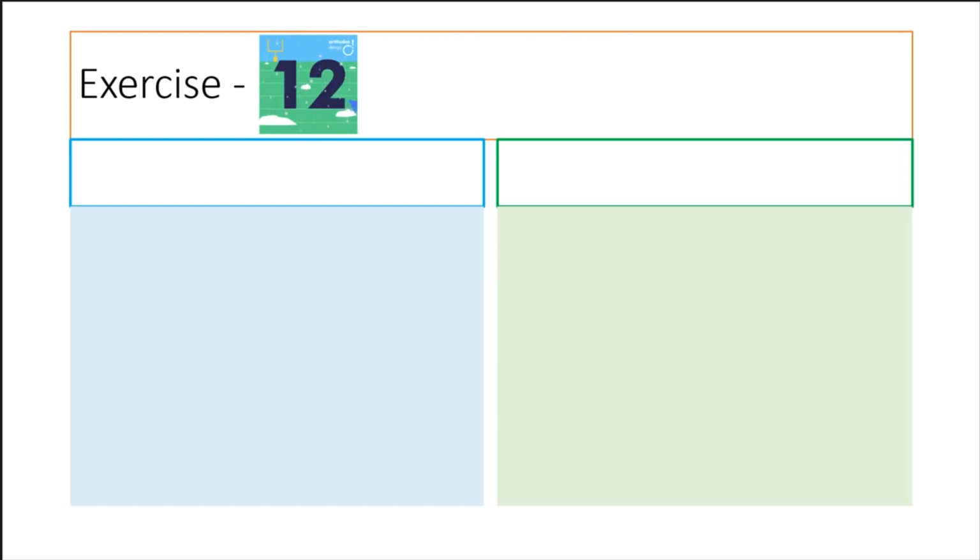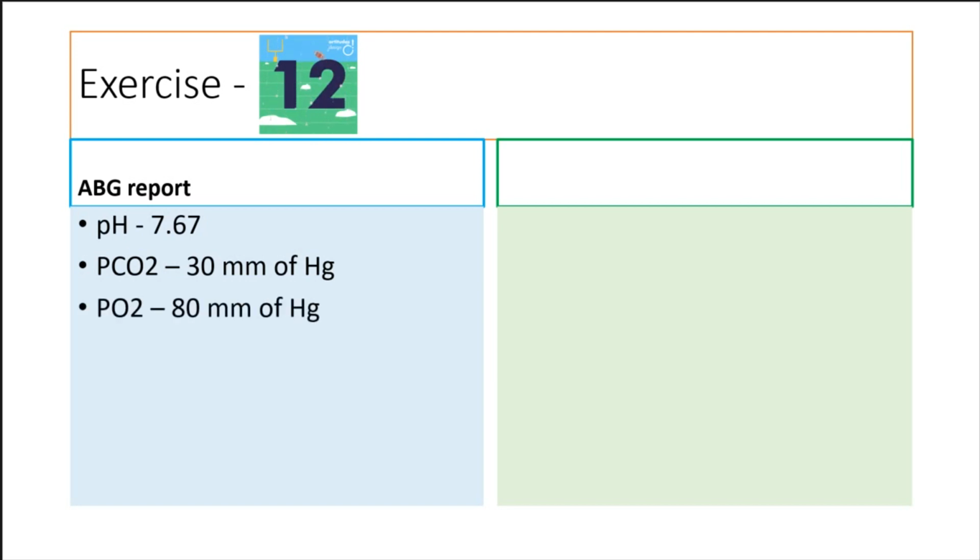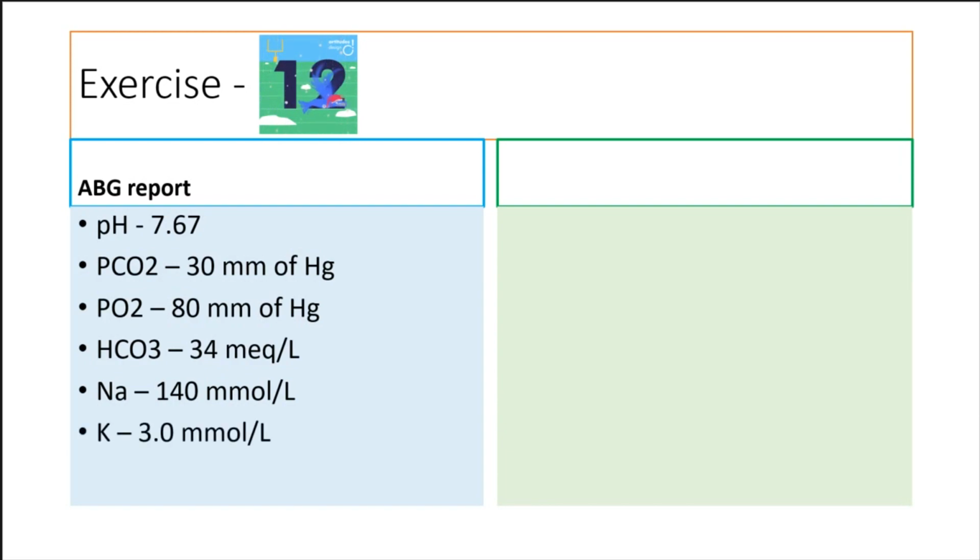Exercise 12. ABG report. pH 7.67. PCO2 30 mm of Hg. PO2 80 mm of Hg. HCO3 or bicarbonate 34 milliequivalent per liter. Na or sodium 140 millimole per liter. K or potassium 3.0 millimole per liter. Cl or chloride 94 millimole per liter.